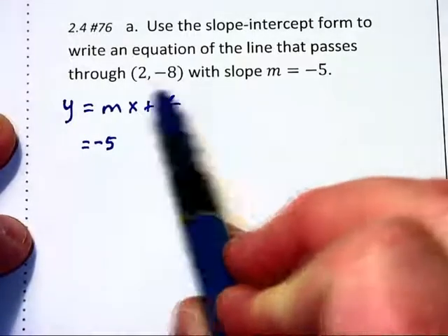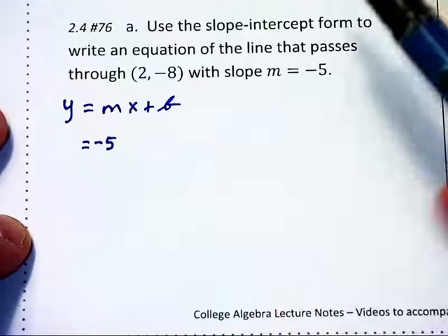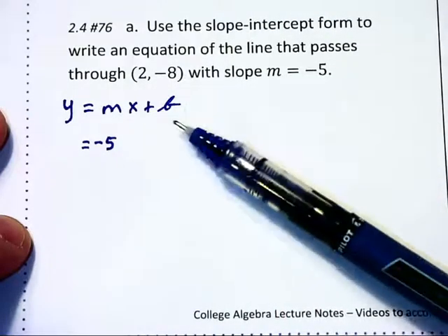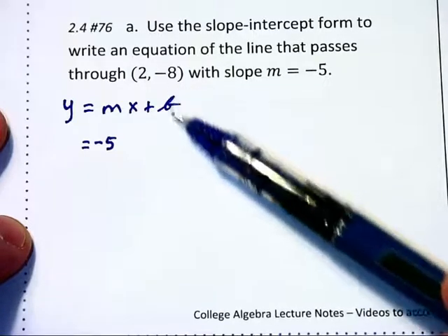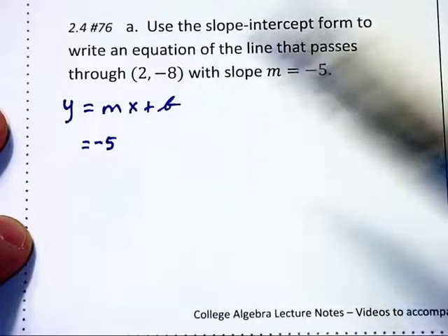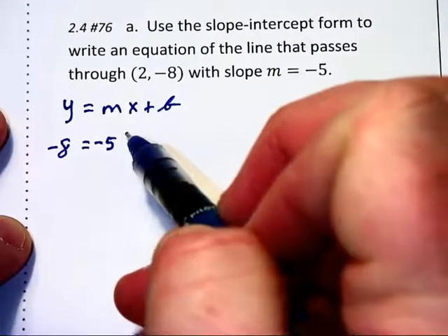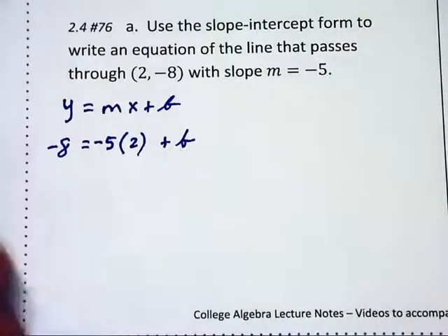What we do have is a point on the line. Well, here's the reasoning. If the point is on the line, that means that this point satisfies this equation. In other words, it can be substituted into the equation and work. So if I let y equal -8 and let x equal 2, we are then able to solve for b.